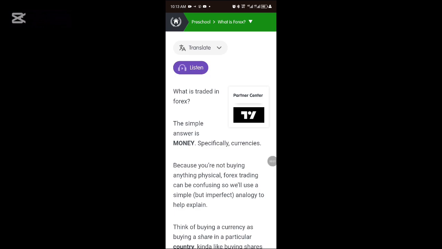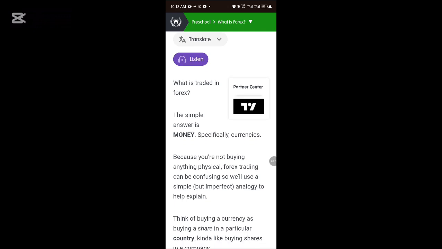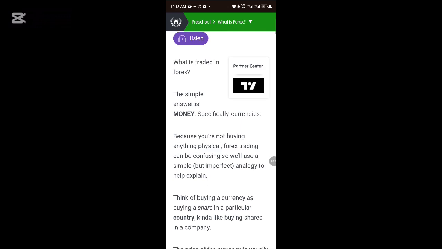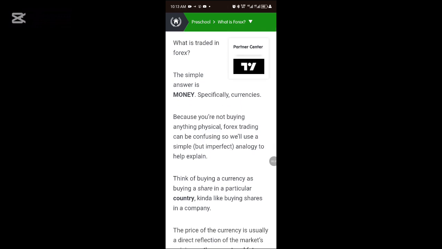So the other day we talked about what we actually trade in forex, and surprisingly, I love your responses. You guys did absolutely wonderful. Some of you said money, some of you said oil, some of you said gold. You have not said it wrong. But let's have a clear understanding of what is actually traded in the market. The simple answer is money, specifically currencies, because you are not buying anything physical.